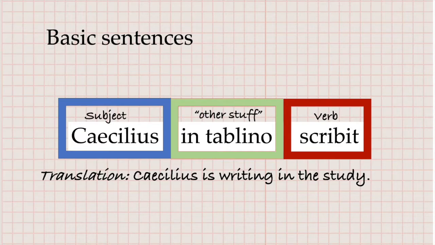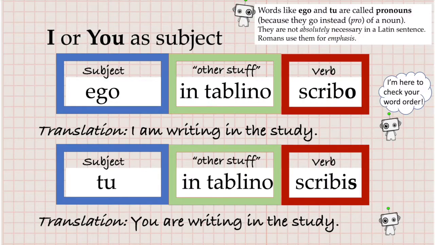So, all the way back at the start of your learning of Latin, you met sentences like Caecilius in tablino scribit. Caecilius is writing in the study. You know that Caecilius is third person singular. He's a he. There's only one of him, and he's not I, and he's not you. We're talking about somebody else.